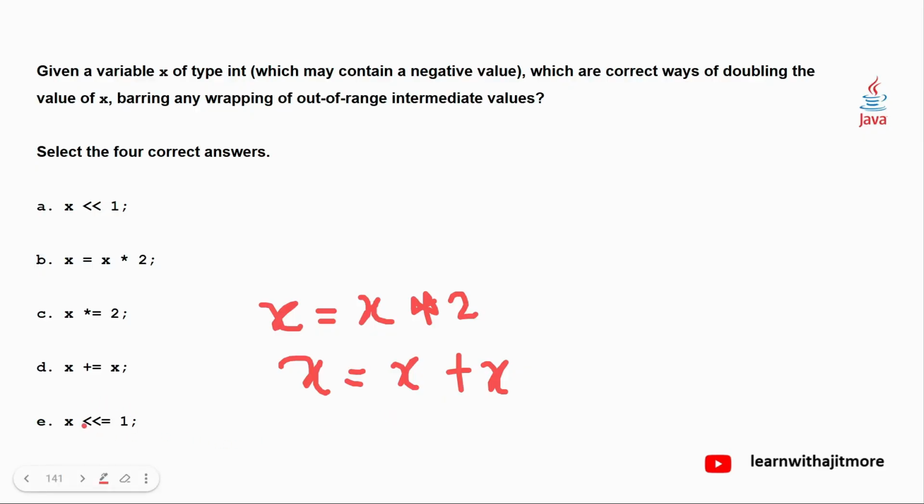And yesterday also I told you, right shift halves the value. Left shift doubles the value. Whenever you do left shift, does it double the value? Yes. x is equal to x left shift one time. So whatever is the value of x, it is shifted left side one time. So it is going to double only. So what do you think? Which one is not correct?